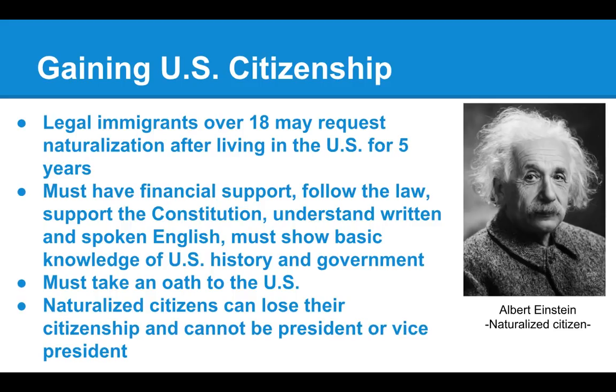Legal immigrants over 18 may request to be naturalized citizens after living in the U.S. for 5 years. An example of a naturalized citizen was Albert Einstein. He was German, I'm pretty sure he was born in Germany. He came to the U.S. and lived here for 5 years and then applied for naturalization and became a U.S. citizen.